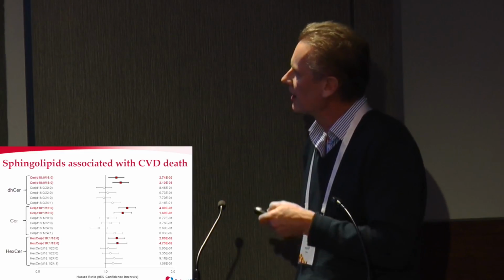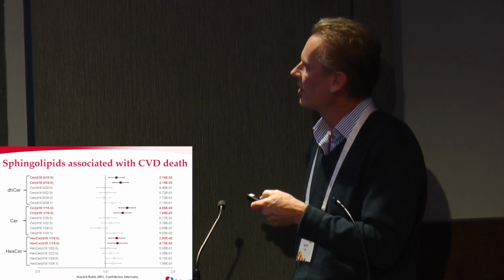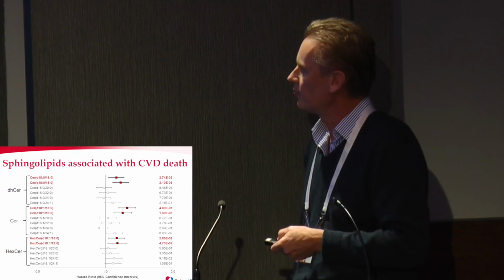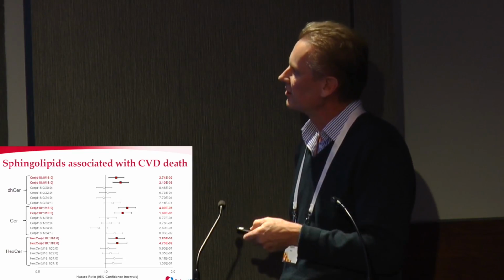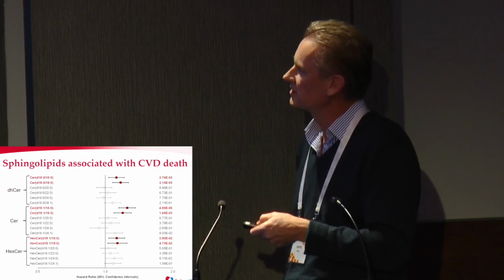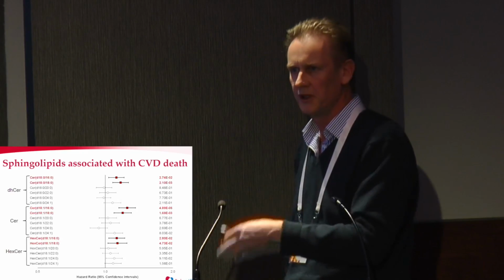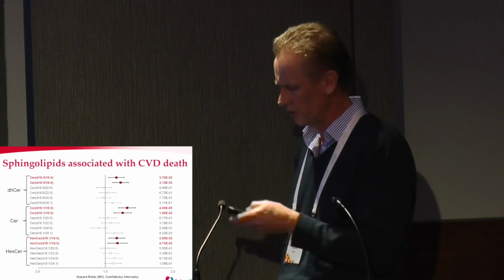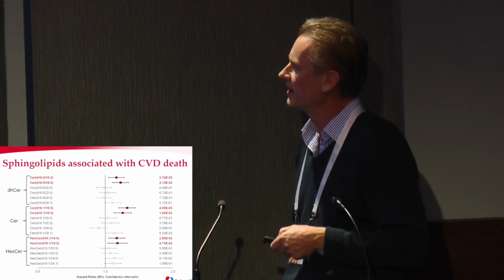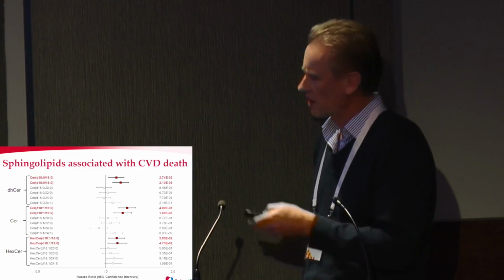So here we have three classes of sphingolipids: dihydroceramides, ceramides, and monohexosylceramide. There are 6 species within each class, and you can see that within each class there are just 2 species that show a significant association with cardiovascular death in this case.